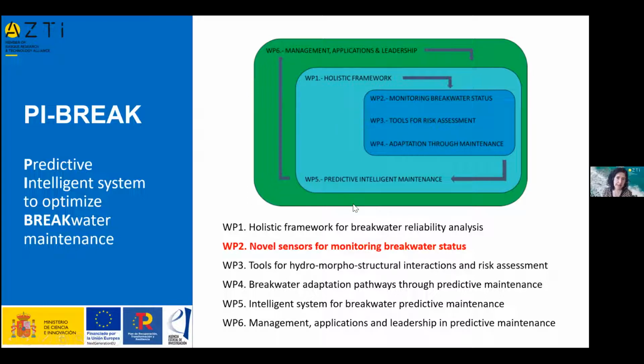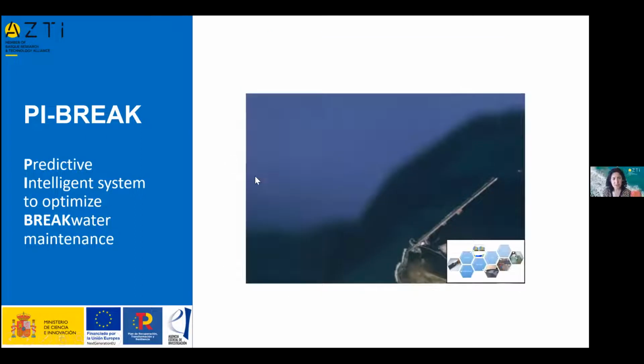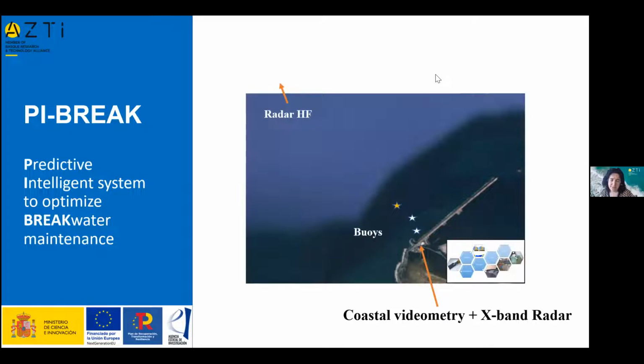So this is a case in a specific harbor, but our goal with the project is not to focus on one single harbor, but to apply what we obtain to any other harbor in the world. So what are we going to do? This is the harbor. It's more than 2 kilometers, a big structure. We have installed a few buoys. We have installed the coastal videometry and X-band radar at the beginning of the breakwater, on the top. We have high frequency radar information from 5 kilometers to open waters.